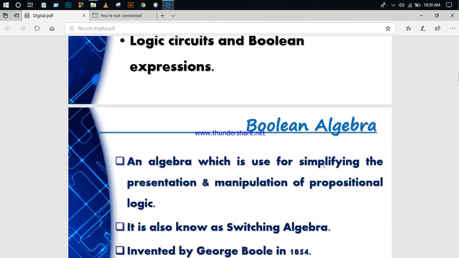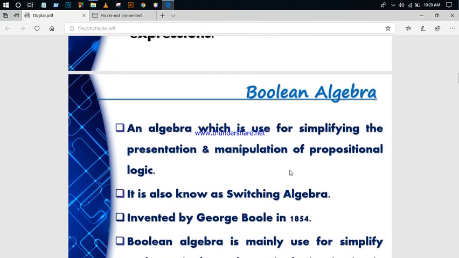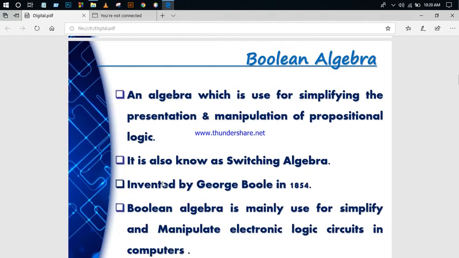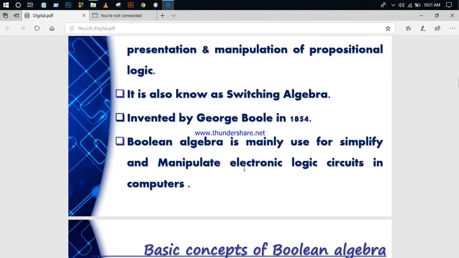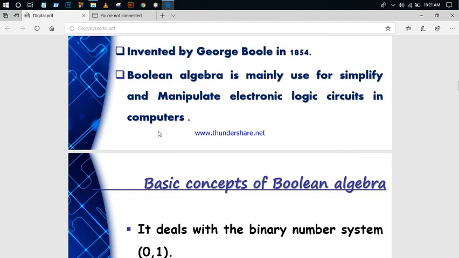Boolean algebra is an algebra which is used for simplifying the presentation and manipulation of propositional logic. It is also known as switching algebra, invented by George Boole in 1854. Boolean algebra is mainly used to simplify and manipulate electronic logic circuits in computers.